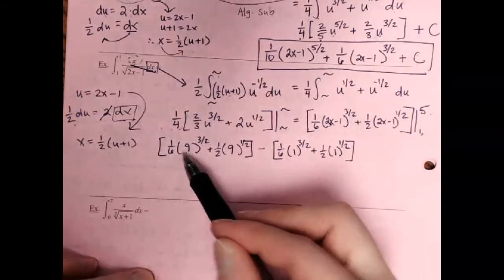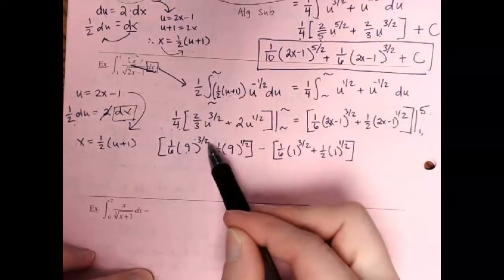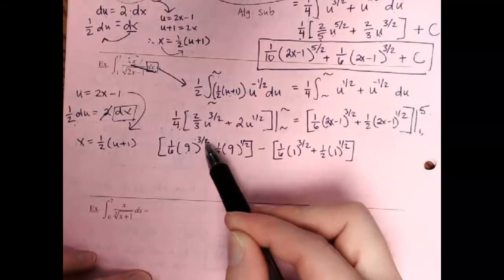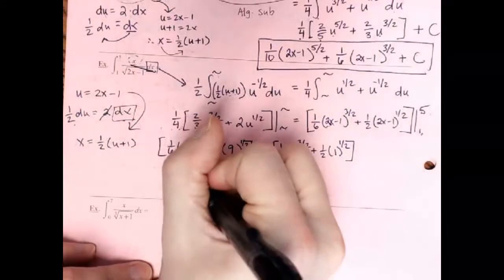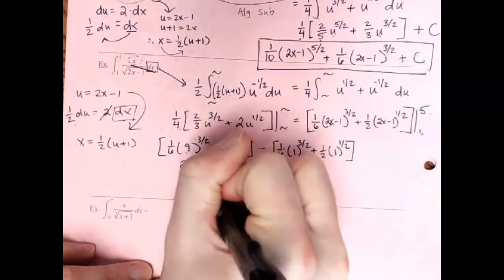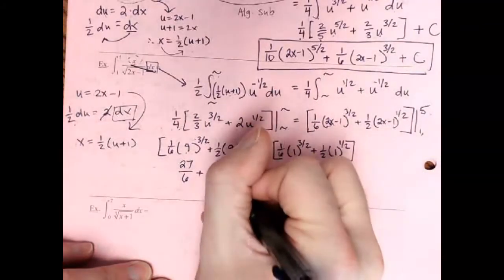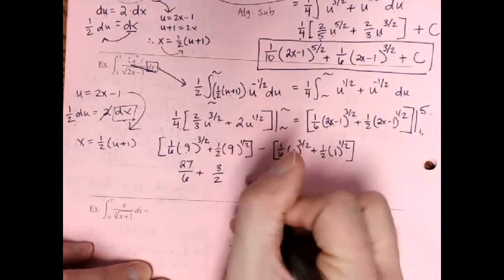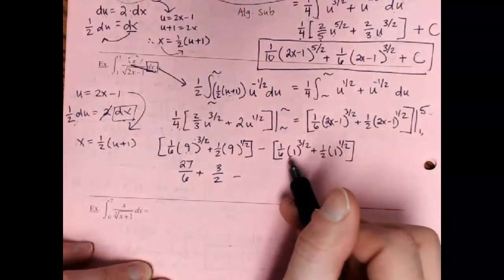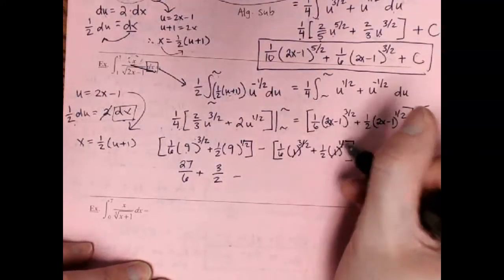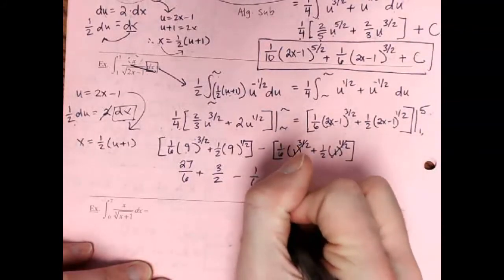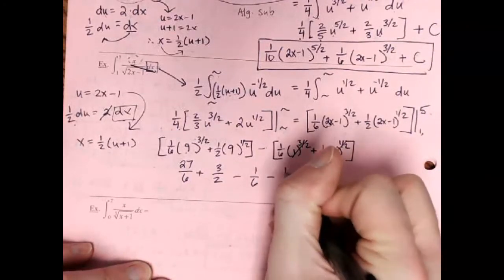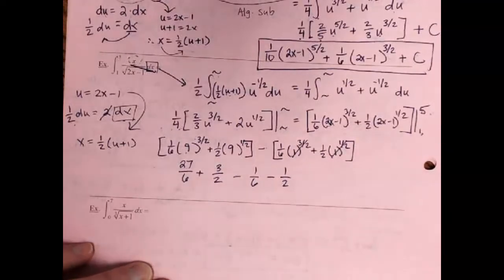9 to the 3/2 power. I'm going to do the square root first. So square root of 9 is 3. 3 to the 3rd power is 27. So that's 27 over 6 plus that's 9 over 2. Sorry, that's the square root of 9. That's 3 over 2. 1 to the whatever power. That's just 1. That's just 1. So you can have minus 1/6 minus 1/2.